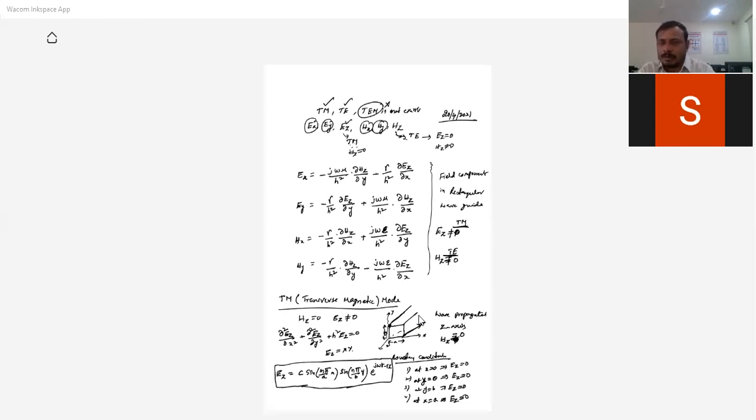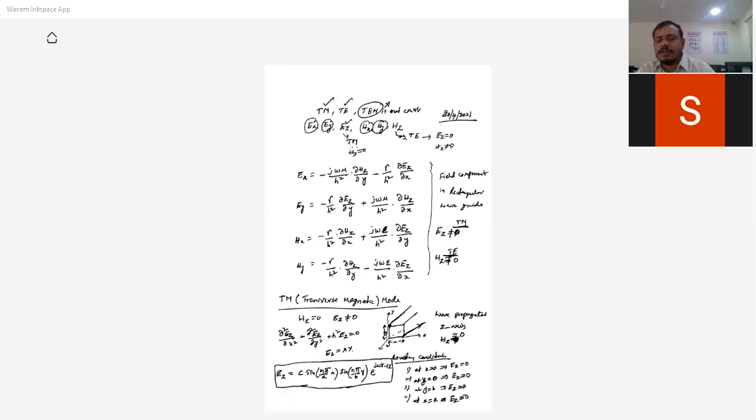Okay, now we need to express all 6 components for TM mode or TE mode. So now we are in the TM mode, transverse magnetic mode. I am repeating once again: I am assuming the wave is propagating in the z direction, so there is no magnetic field component in the z direction. So Hz is equal to 0 in the direction of wave propagation.